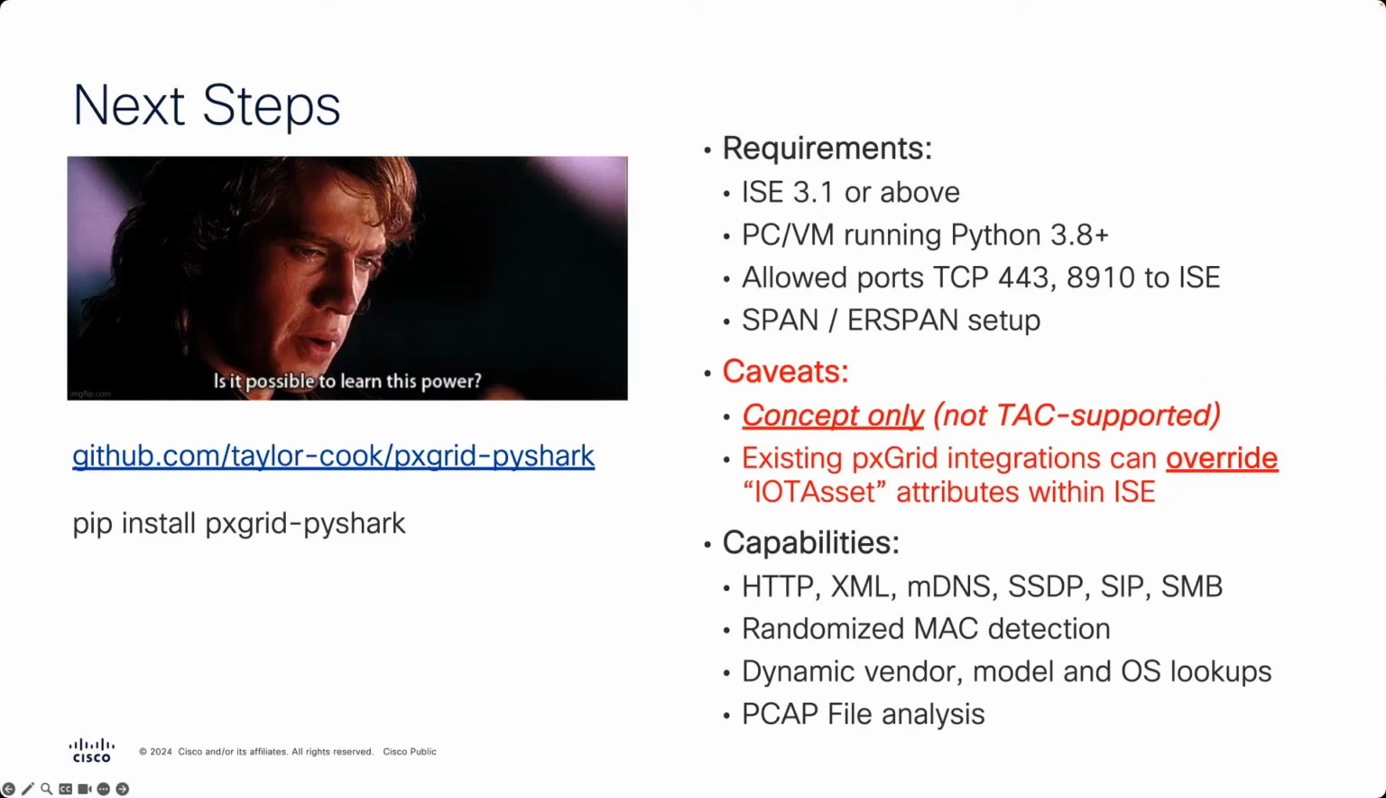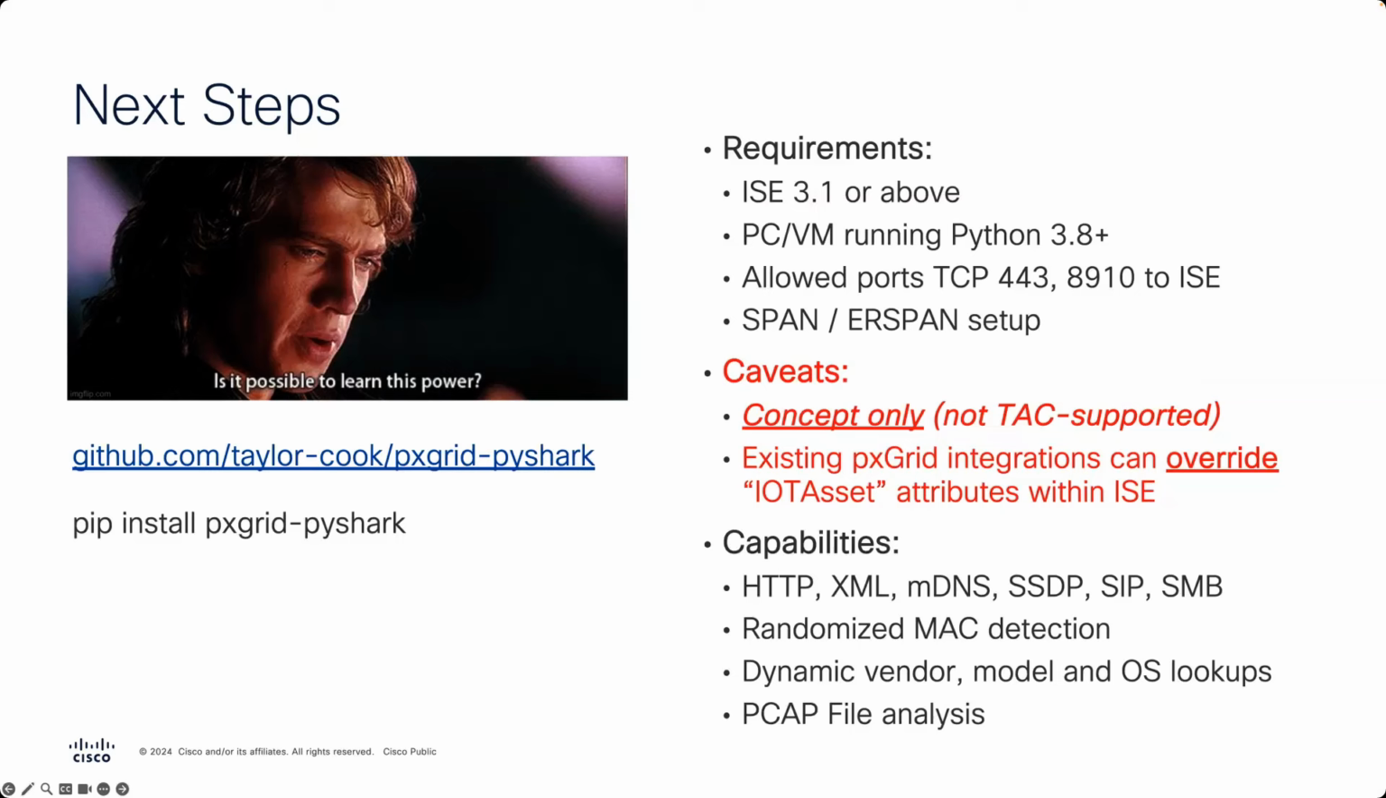But the positive is that this adds a lot of additional value for customers who don't have those existing pxGrid integrations, or who want to learn more about the data their endpoints are sending. So you can do HTTP, XML, mDNS, all these other protocols. And randomized MAC address detection is a huge problem in a lot of environments.